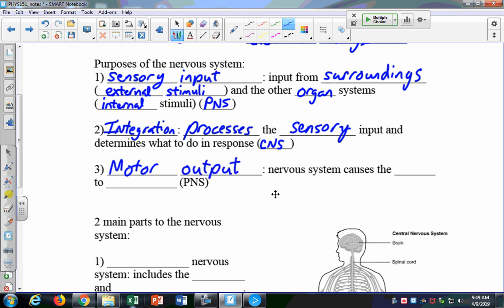So the nervous system causes the body to respond. We'll talk more about that in just a bit, like how the body responds to these different stimuli and the organ system sending information like, oh, things aren't going right, that your body can respond to those things.